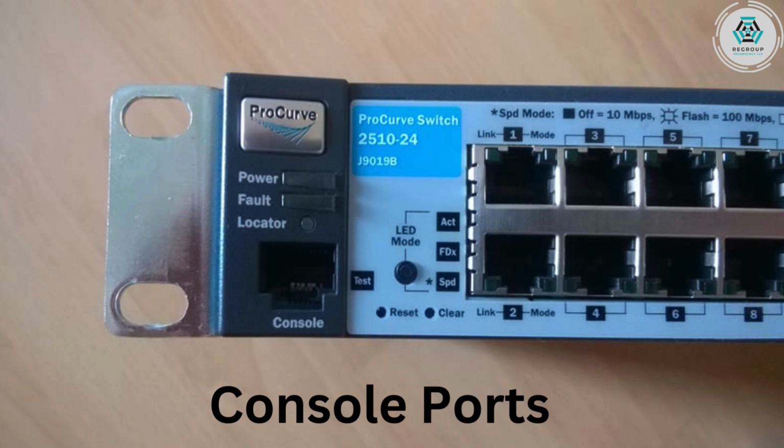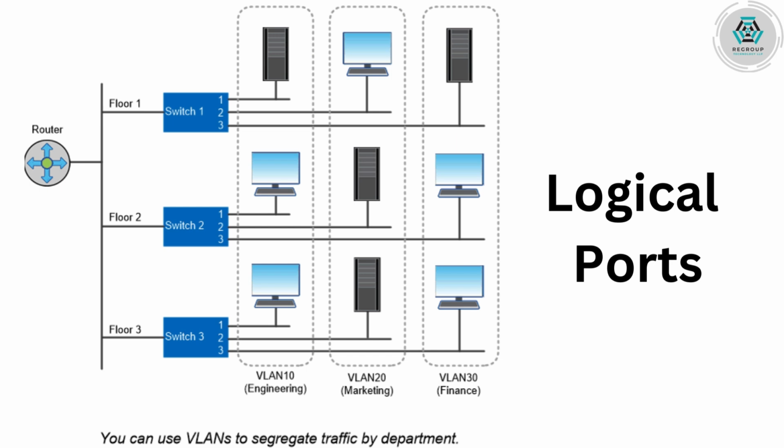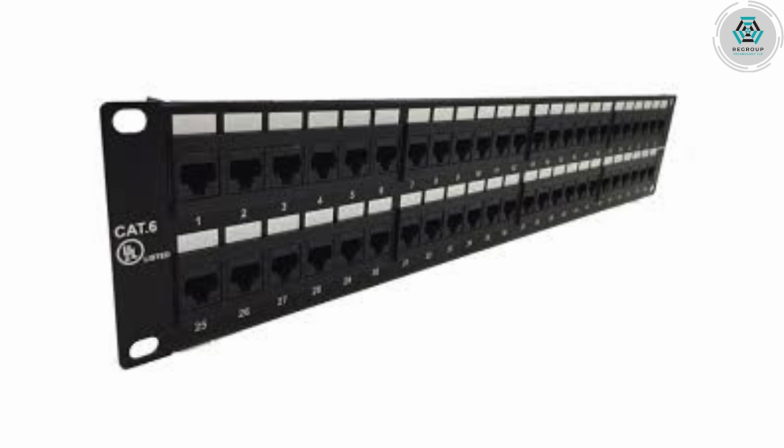RJ45, used for device management and configuration through a console cable, often found on routers and switches. Mini USB, USB Type-C, modern alternatives for console connections on newer devices. Logical ports. Logical ports are virtual communication endpoints that enable networked devices to interact with specific services and applications. These ports are identified by numbers ranging from 0 to 65535 and are managed by the operating system.